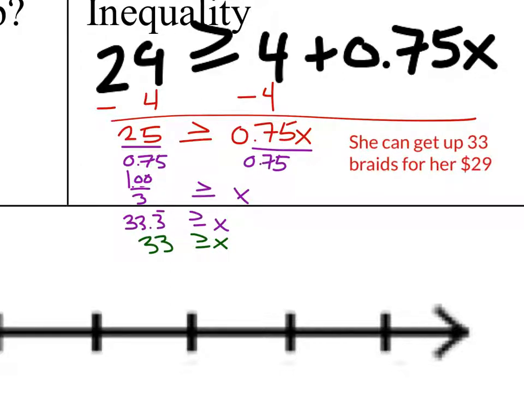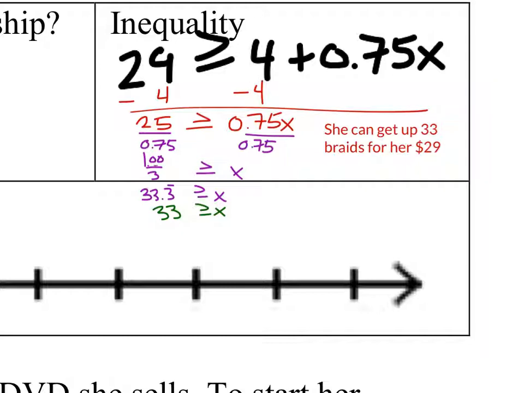Now we just need to graph that. I don't really need more than just that part of the number line. So we'll say this is 32, 33, and 34. 33, open or closed?